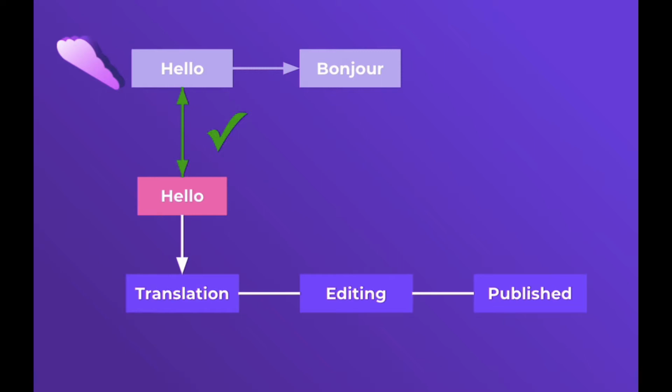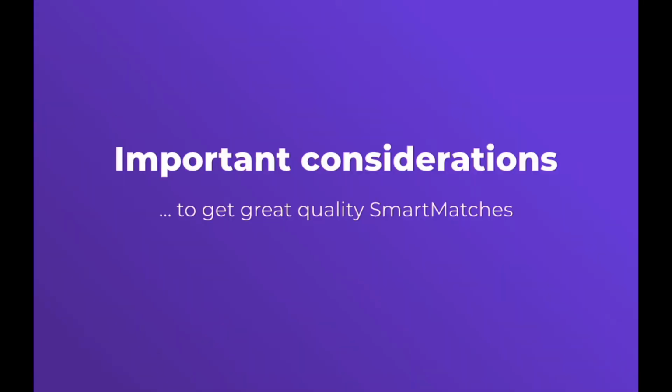Depending on your preferences, you can either send the SmartMatch translation to a revision step if you would like an editor or reviewer to run a final check on it, or you can send it directly to the published step and mark it as completed. SmartMatches bypass the translators, and because of that, they can help you realize great cost and time savings. But we also want to make sure that your translation quality doesn't suffer, so there are some considerations to bear in mind.